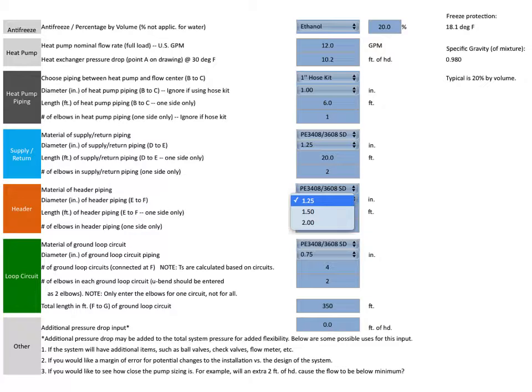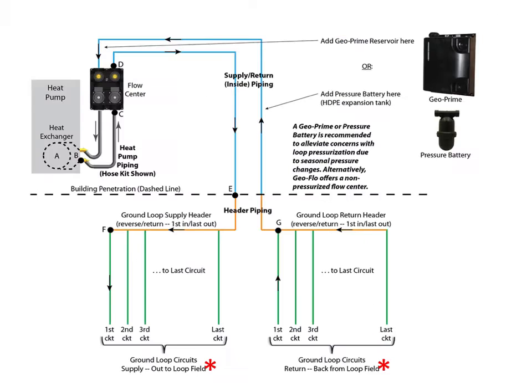Almost always the diameter would be the same for the header as it would be for the supply and return line, but it depends. It could also be larger. If we had an extra long run, we might need to lower the pressure drop. So it does allow us to change the different portions of the system. In this case, we have 100-foot one-way from the building penetration out to the header. Normally we don't have any elbows between the building penetration and the header, but we could, so there's space in here to add elbows.